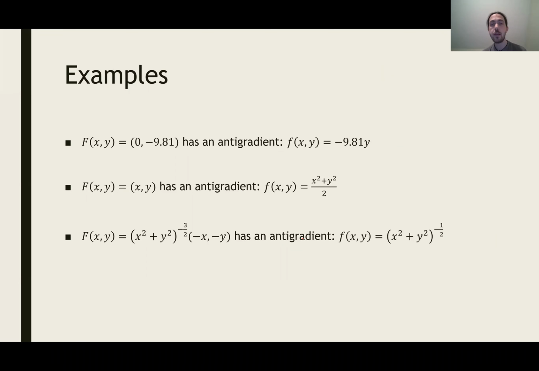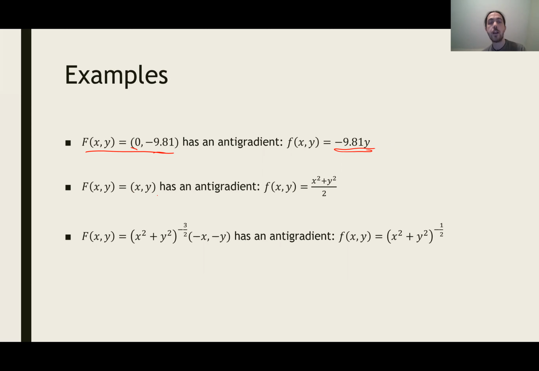So for example, here are three vector fields. The first one is F of x, y equals (0, -9.81). That function has an anti-gradient. This function I've written at the right, -9.81 times y, is a function so that if I take its gradient, the x derivative is 0 and the y derivative is -9.81. And so that gives me that this vector field is a gradient vector field.